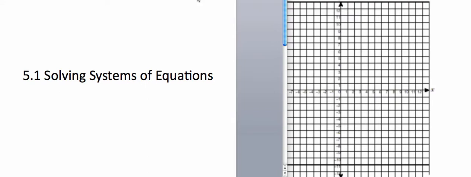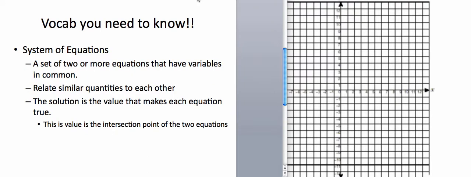Chapter 5 deals with systems of equations. We'll talk about this a little bit in class here. Systems of equations are essentially two or more equations, two or three or four equations, that have variables in common. If there's two equations, you're going to have two variables. Three equations, three variables. Four equations, four variables, and so forth.